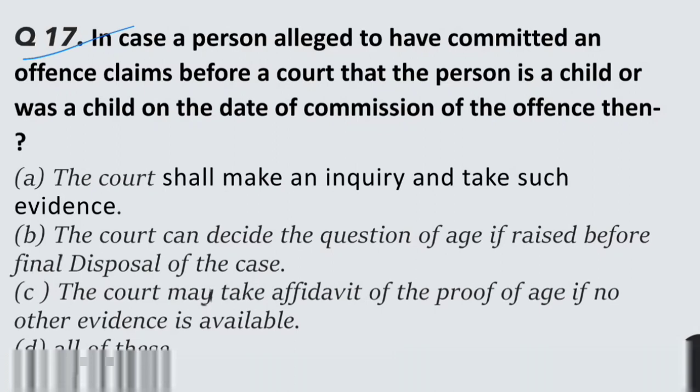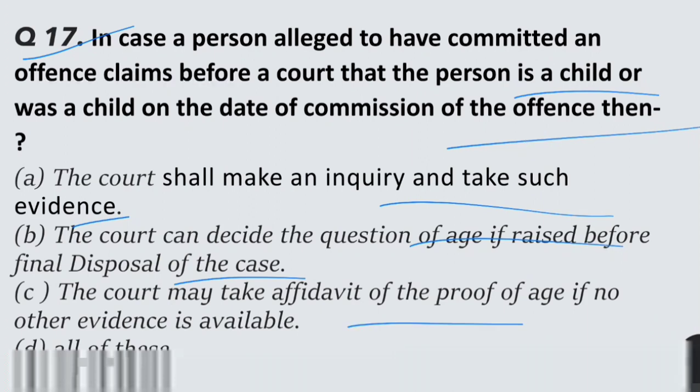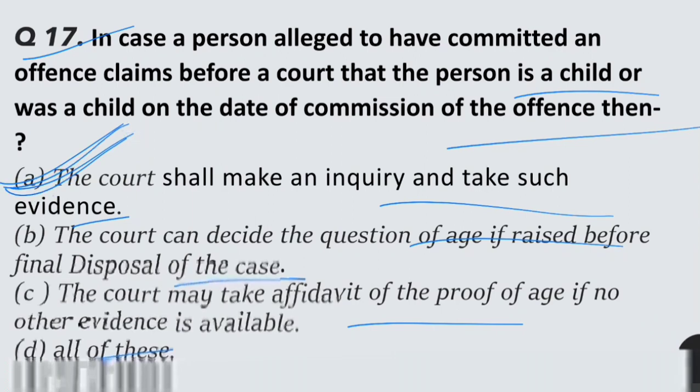Next question: in case a person alleged to have committed an offence claims before a court that the person is a child or was a child on the date of commission of the offence, then what is the procedure? Option A says the court shall make an inquiry and take such evidence. B says the court can decide the question of age if raised before final disposal of the case, and C says the court may take an affidavit as proof of age if no other evidence is available, and D says all of these. So the right option is A, the court shall make an inquiry and take such evidence.